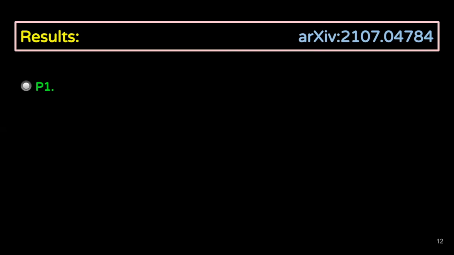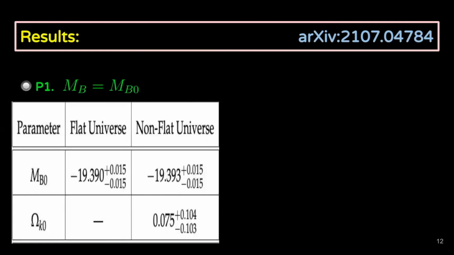In the first parameterization, we consider M_B as a constant. For the flat and non-flat universe, we constrain the absolute magnitude of a type Ia supernova, which comes out roughly equal to minus 19.4. We can also see that in the non-flat universe, the best fit value of Omega_k suggests an open universe, but at the 1 sigma or 68 percent confidence level, this analysis supports a flat universe.